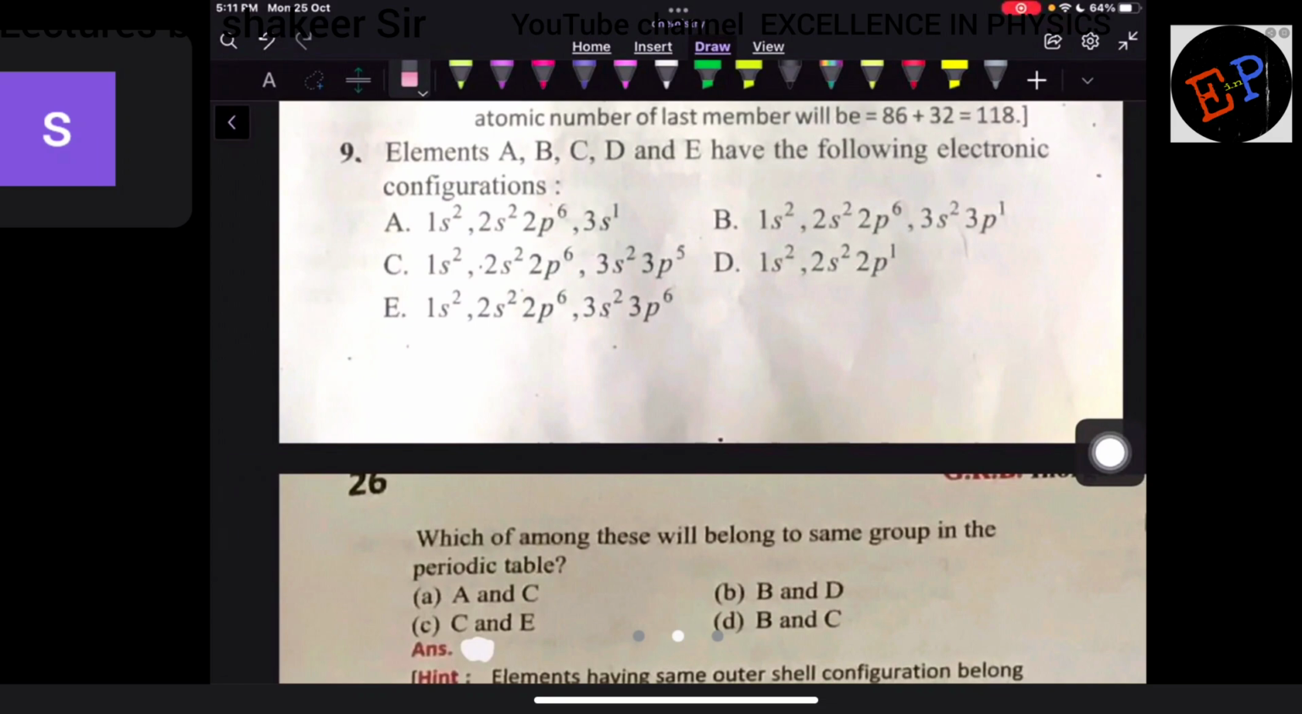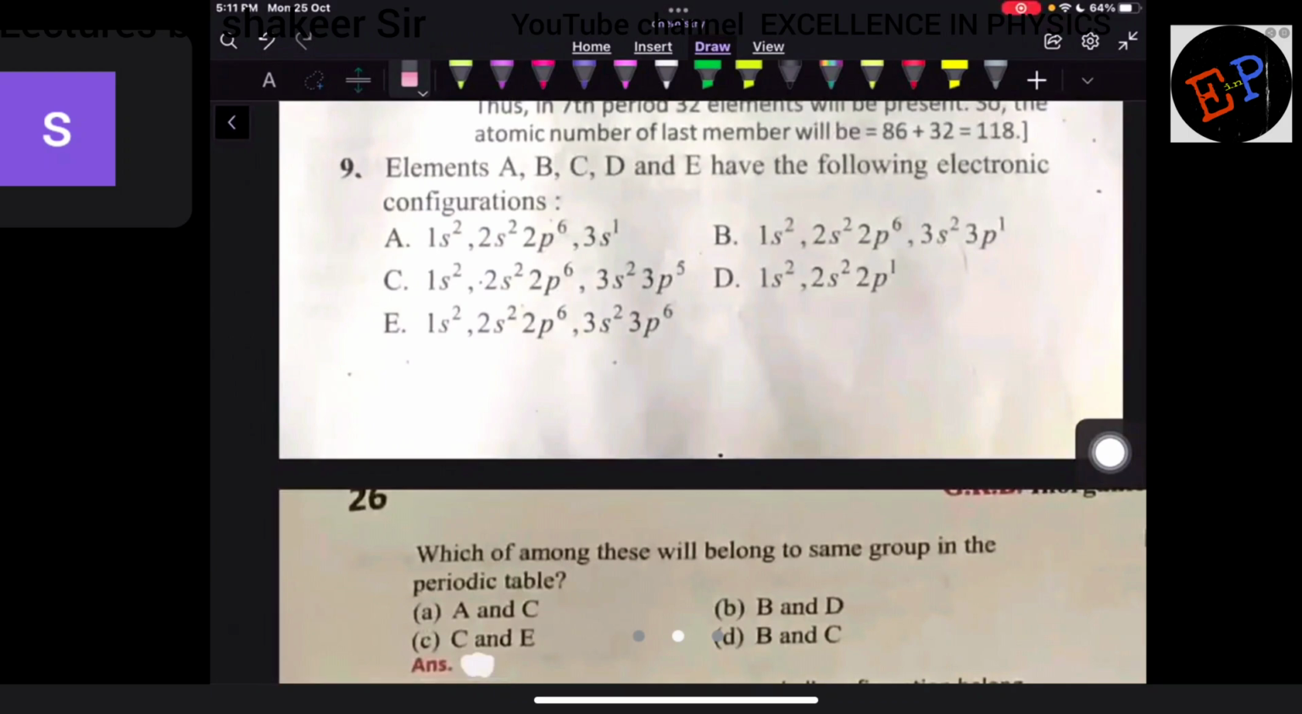Outermost electronic configuration. What is the specialty of elements in a group? They have the same outermost electronic configuration. The number of valence electrons present in the outermost shell is the same in a group. So identify such elements. 3s1, is there any 4s1? No, so this is wrong. 3s2 3p1 and 2s2 2p1. In the outermost shell, how many electrons are there? 3 electrons. Here also, 3 electrons. So definitely B and D belong to the same group. Are you able to understand now?